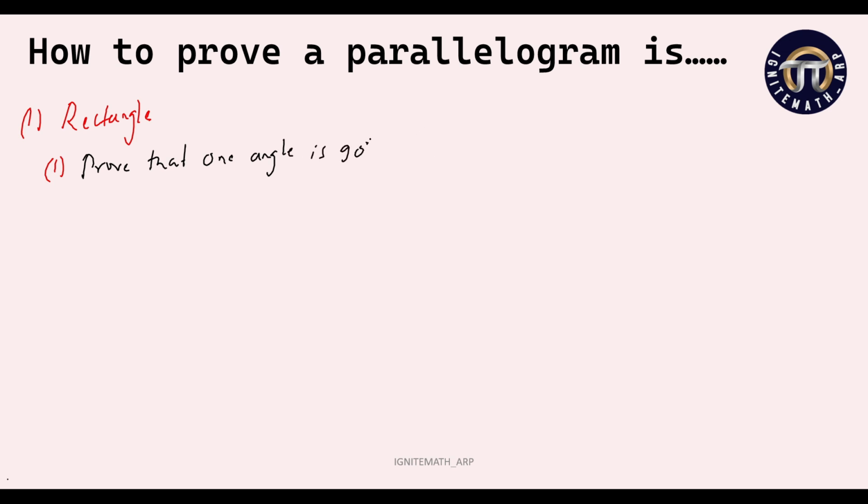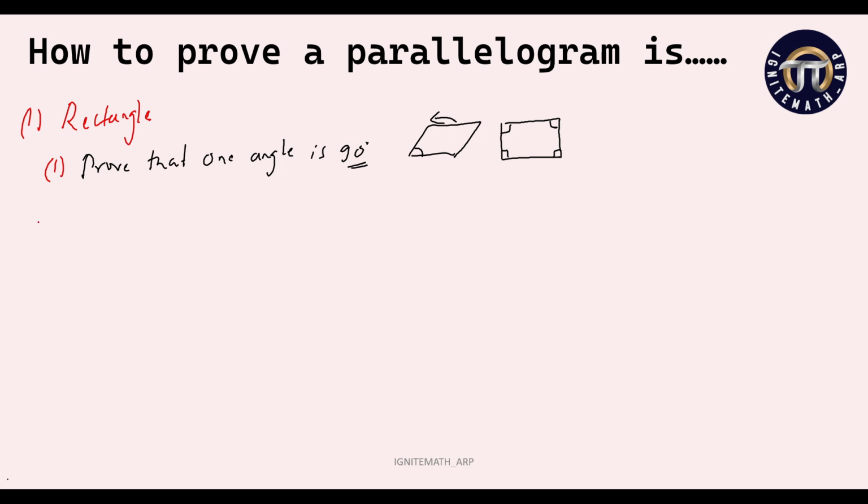Enough. So if in a parallelogram one angle is 90 degrees, that means it is getting shifted this side and it is becoming like this. It is a rectangle. Just this condition has to be proved. In a parallelogram, just prove that one angle is 90 degrees. That is understood: the parallelogram is a rectangle.